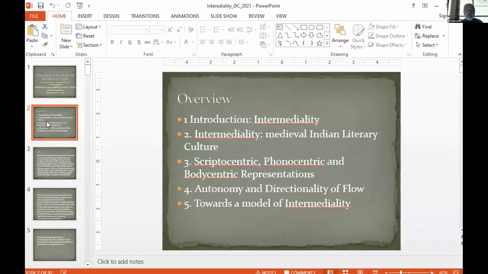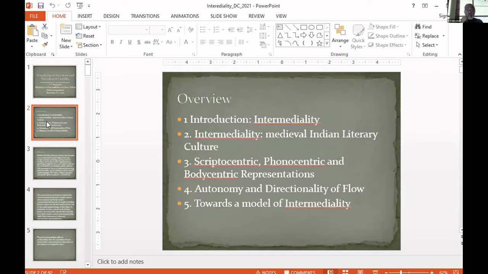a brief outline. Let me start with a brief introduction on intermediality, which I have already done, so I may not go back to that. And I have also briefly talked about intermediality in medieval Indian literary culture, but I will go to that again when I go to those figures. And then three important topics that I have been talking about, and which are also part of the circulated material that I have given, the paper that you have seen, is the scriptocentric, phonocentric, and the bodycentric representations.